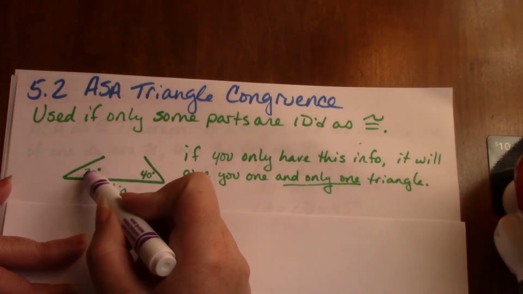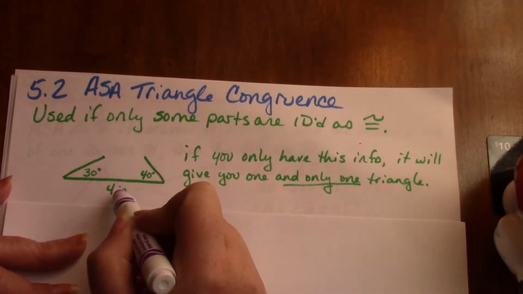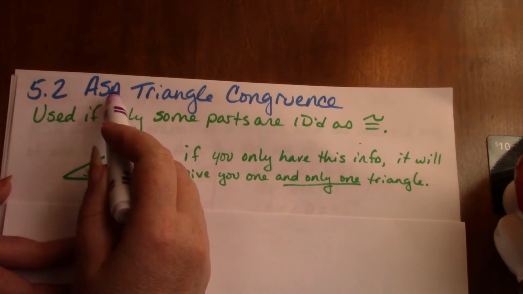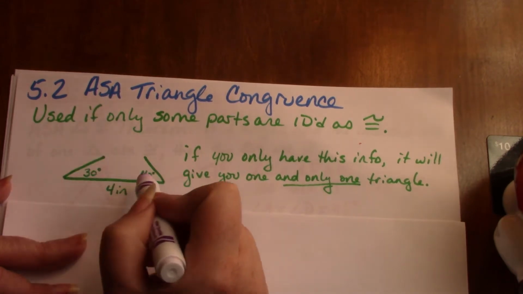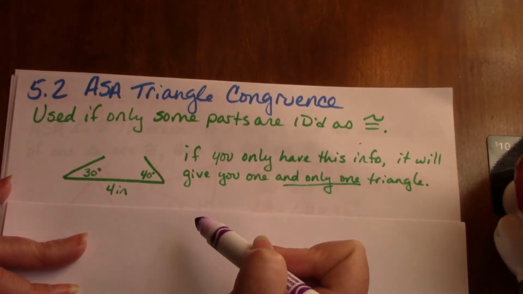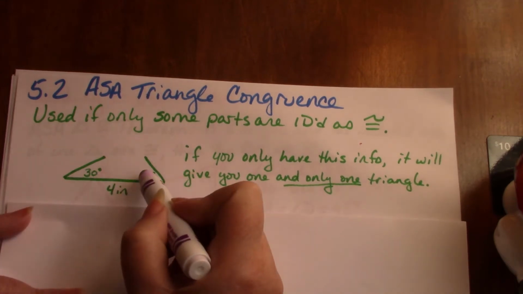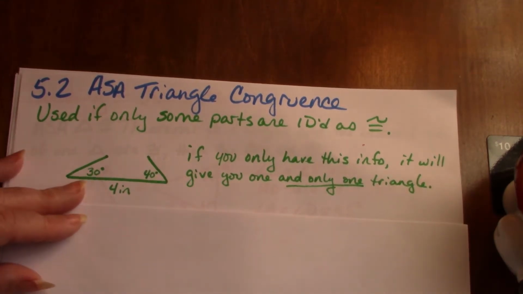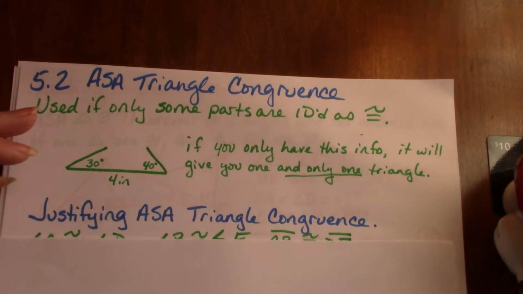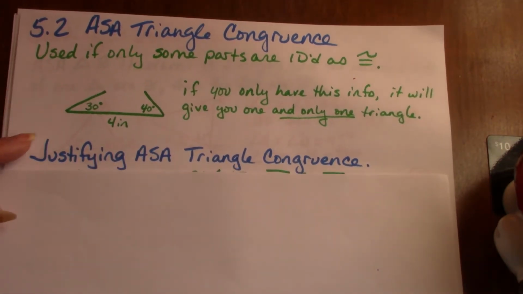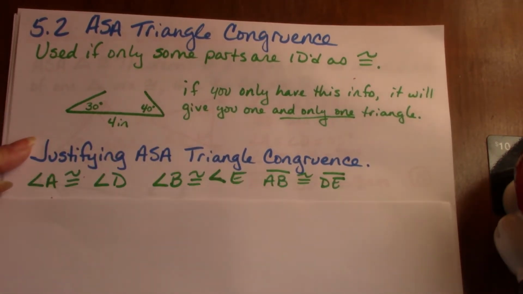If you have an angle and an angle and the side that's in between, so it's angle, side, angle right in a row, this can only make one triangle. If this is all you have, you can confirm congruence. So using angle, side, angle to justify triangle congruence looks like this.